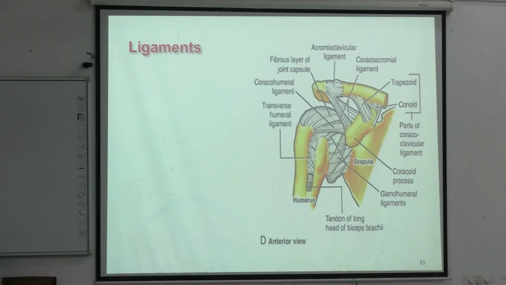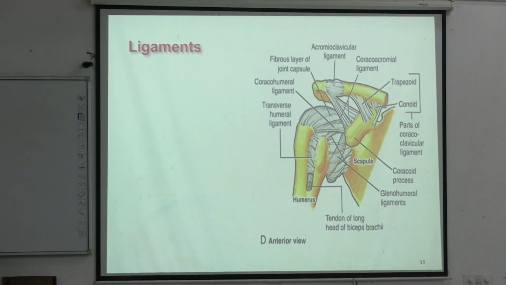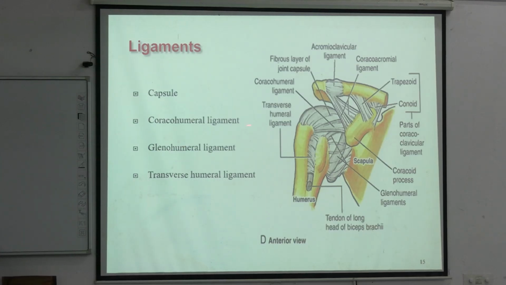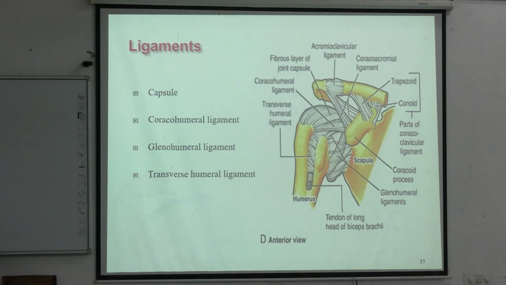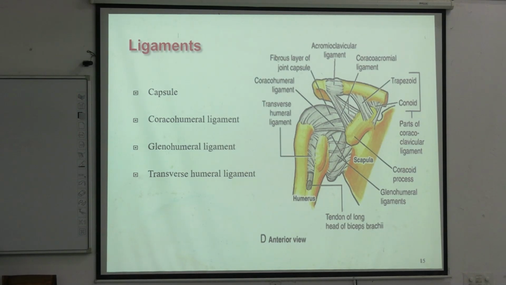So, the ligaments present here, which make this particular joint special, are the coracohumeral ligament, that means coracoid process to the humerus, the glenohumeral ligament, glenoid to humerus, and the transverse humeral ligament. These are the three ligaments which are binding it, and they are not very strong, not very powerful ligaments. But though they are there, we have to remember the names.